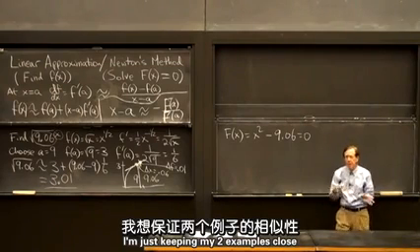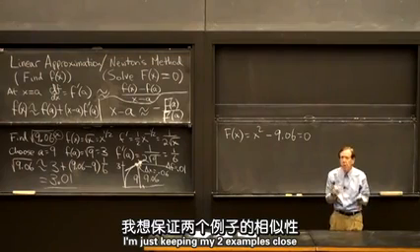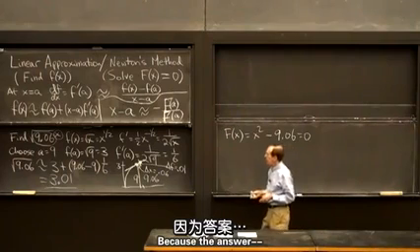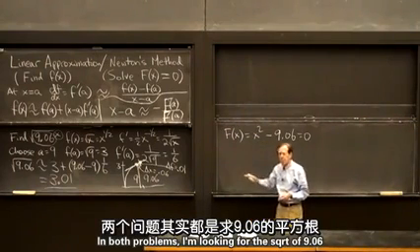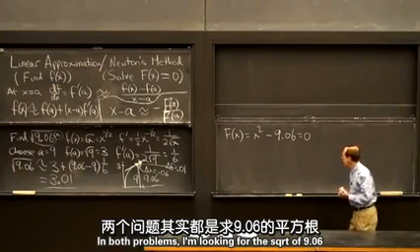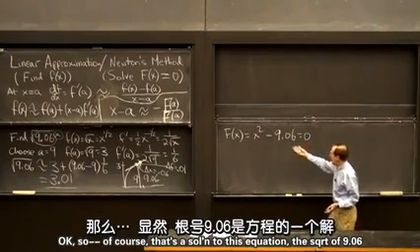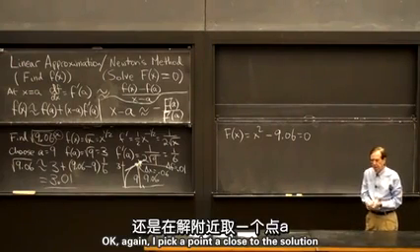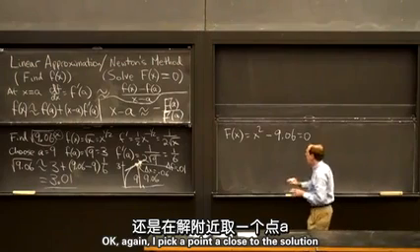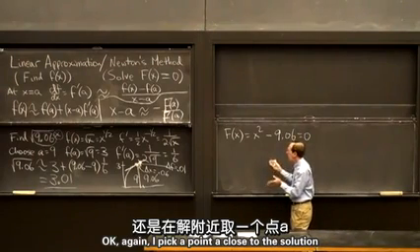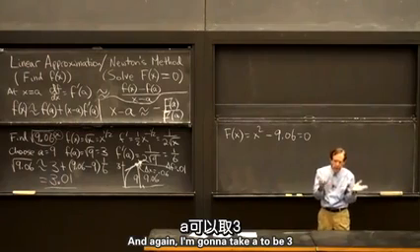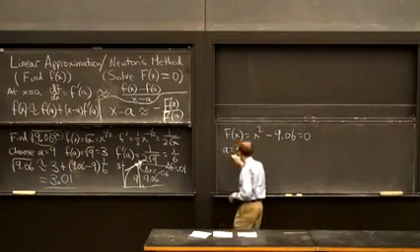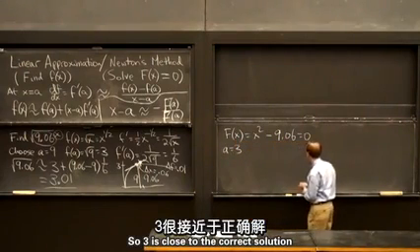I'm just keeping my two examples close, because in both problems I'm looking for the square root of 9.06. Of course, that's the solution to this equation, the square root of 9.06. Again, I pick a point A close to the solution, and I'm going to take A to be 3. So 3 is close to the correct solution.